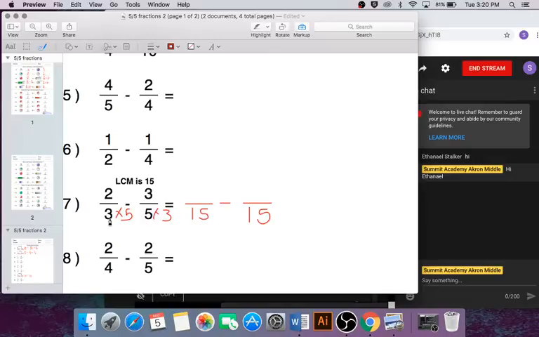Okay, we multiplied the denominator of our first fraction times 5 to get 15. So we're going to multiply the numerator times 5. So 2 times 5 is 10. And then in our second fraction, we multiplied 5 times 3 to get 15. So we're going to multiply 3 times 3, which is 9. And then when we solve, we're going to subtract our numerators, and our denominator is going to stay 15. So we have 10 minus 9, and 10 minus 9 is 1. So our answer is 1 over 15.